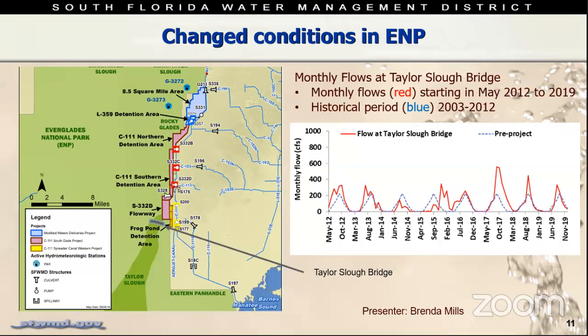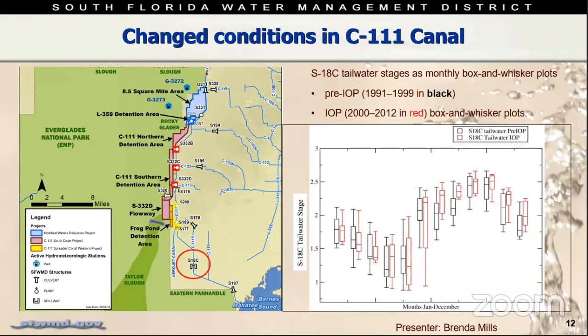Another way to show changed conditions, next slide, is looking downstream further to the south. And I promise this is my last graphic. I'm sure Walter will have more though. This is looking at stages at 18C, the structure that's in the C-111 Canal just upstream of S-197. And this is a box and whisker diagram showing, once again, comparing historical stages to more recent stages. In this case, the data isn't quite as recent, but the trend continues today. The line in the middle of the box is the mean monthly stages. And so in each month, except for 2 dry season months, February and May, the mean stages are higher in the recent time period. So we have more flow to the west and higher stages to the south. Next slide.